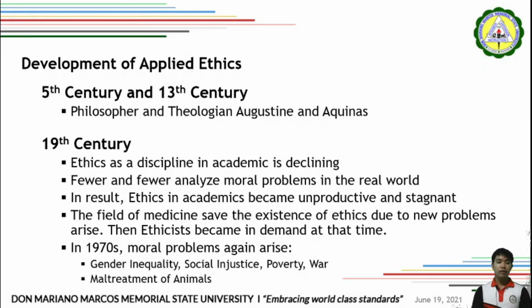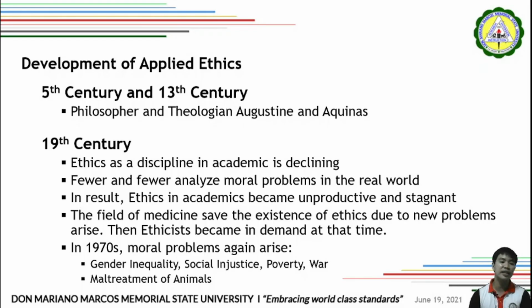So, in 19th century, ang ethics as a discipline is declining. Ibig sabihin, ang ethics kasi isang discipline, isang subject sa isang university, o kaya, mga kurso na. Ngayon, ibig sabihin, declining, pababa. Ibig sabihin, hindi na masyadong ginagamit. Fewer and fewer analyze more problems in the real world. So ngayon, pakonte ng pakonte yung nagbibigay ng mga essays or mga synthesis with regard to the moral problems na meron sa society. So for example, mga death penalty, mga abortion, euthanasia, iilan na lang yung nag-explain or nagbibigay ng kanilang mga moral principles in solution to that problems in the society or even in the government. So, in result, ethics in academics became unproductive and stagnant.